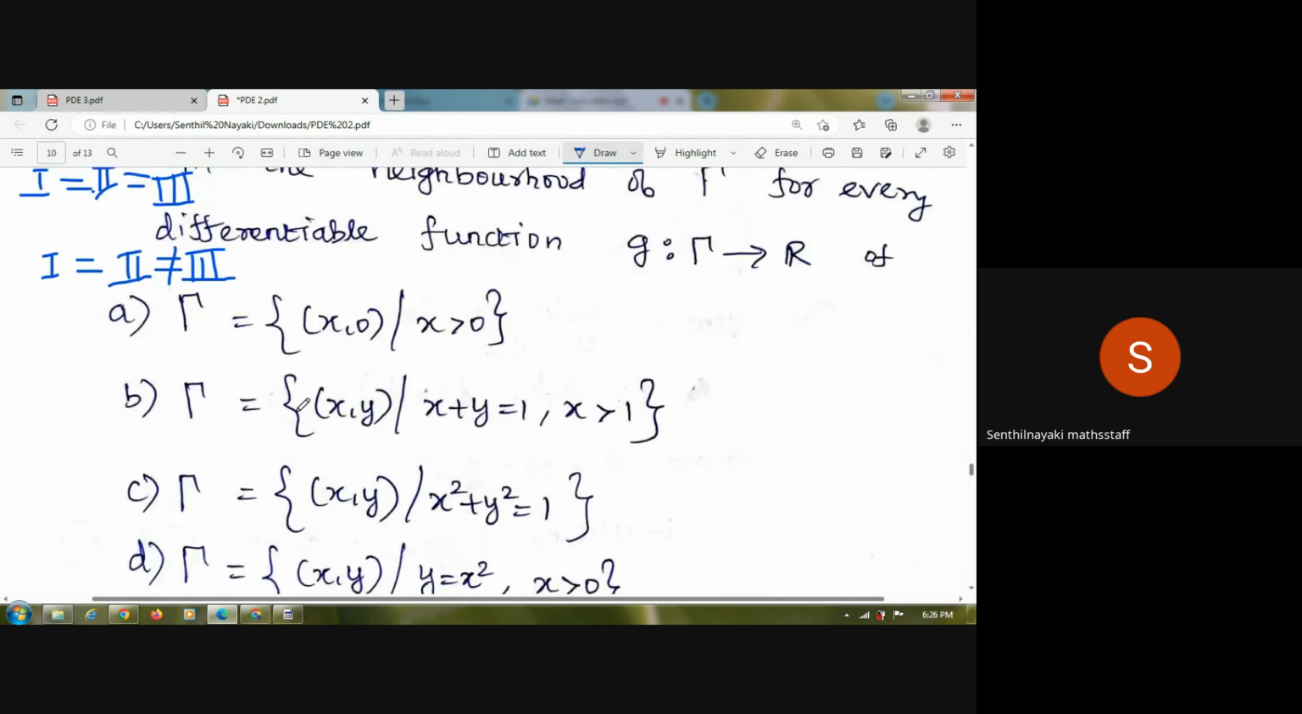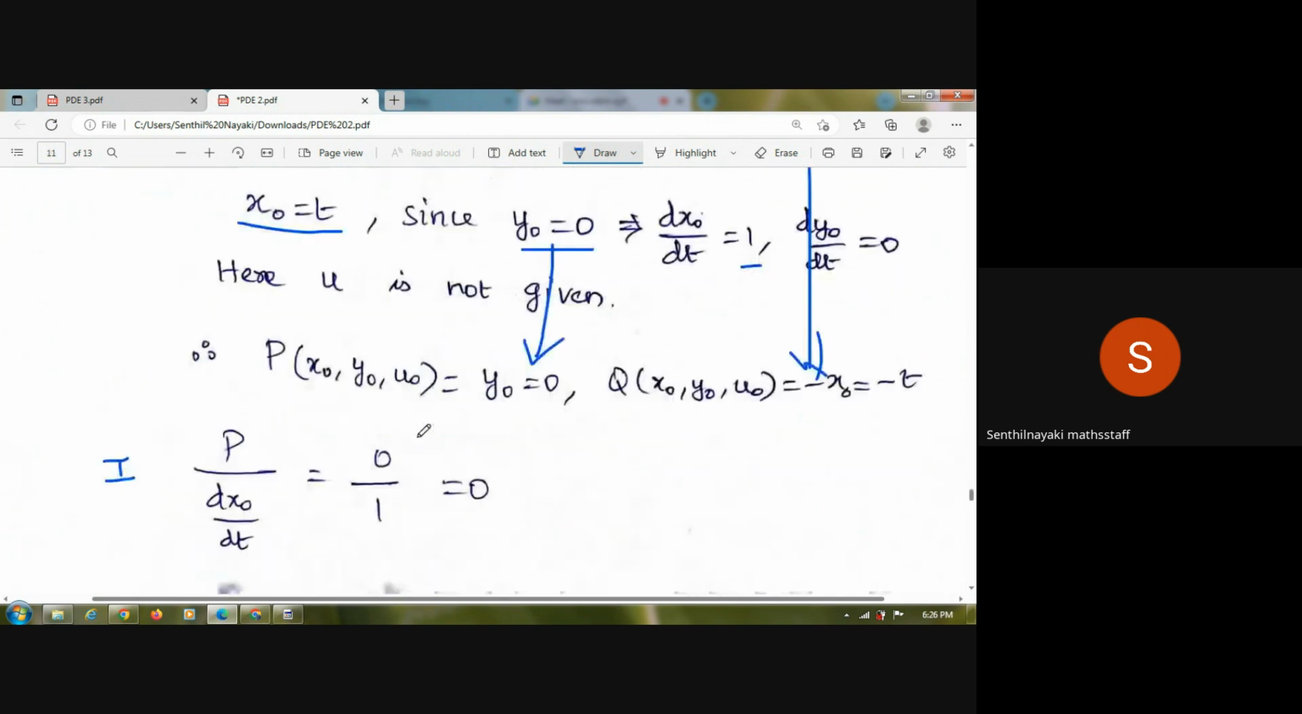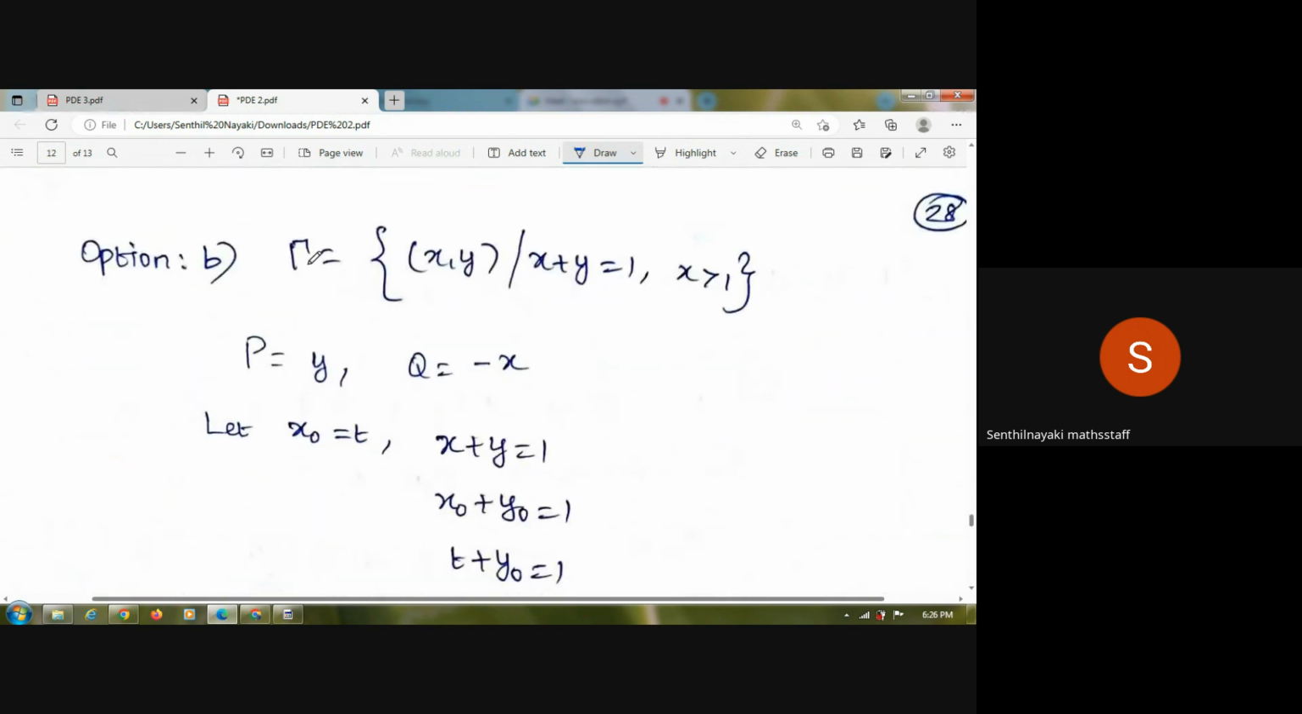Like the second one, option B. What about option B? That is the ordered pair of x comma y such that x plus y equal to 1 and x is greater than 0. So here x value is there and y value is there. In the first option the y value is 0, but here these two are not equal to 0. Let us check the second option: gamma equal to the set of all x comma y such that x plus y equal to 1 and x greater than 0.